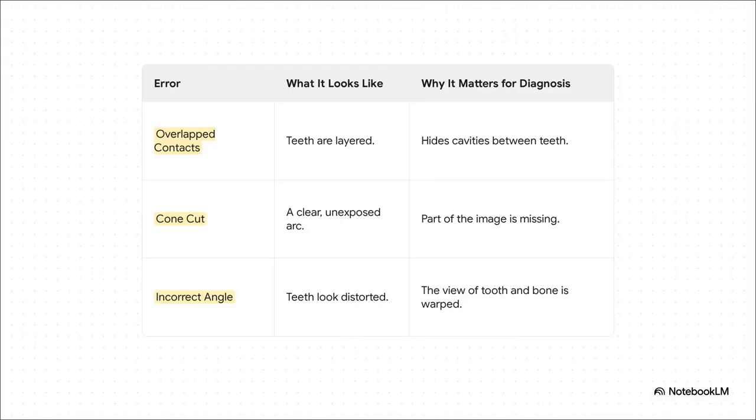And when that angle is even a little bit off, you start to see errors. We've already seen how overlapped contacts can hide disease. A cone cut, that clear crescent shape you see, means a piece of the picture is just gone. It's missing. And the wrong vertical angle can make the teeth look all stretched out or squashed, which distorts what the dentist is seeing. Any of these errors could mean a hidden problem goes completely untreated, and that could turn a tiny little filling into a root canal.